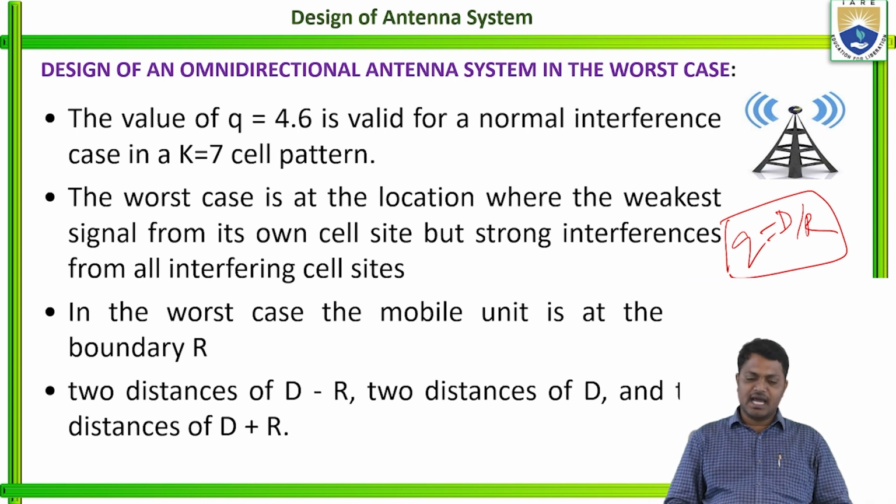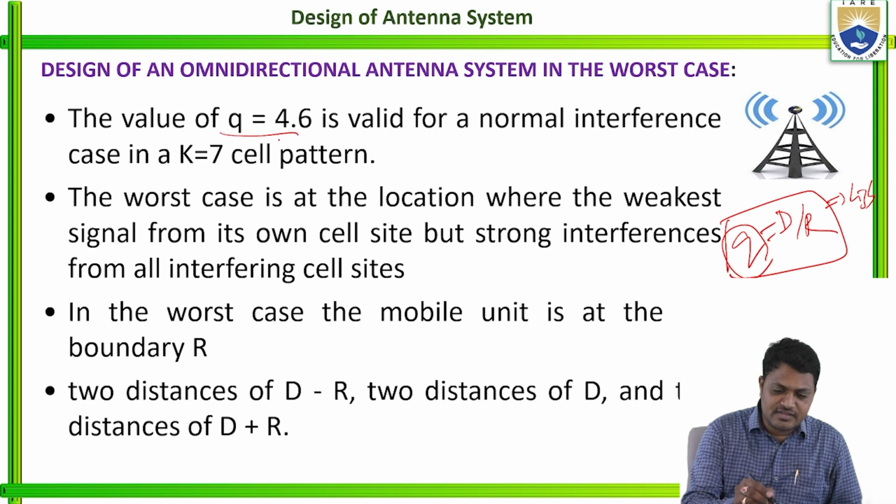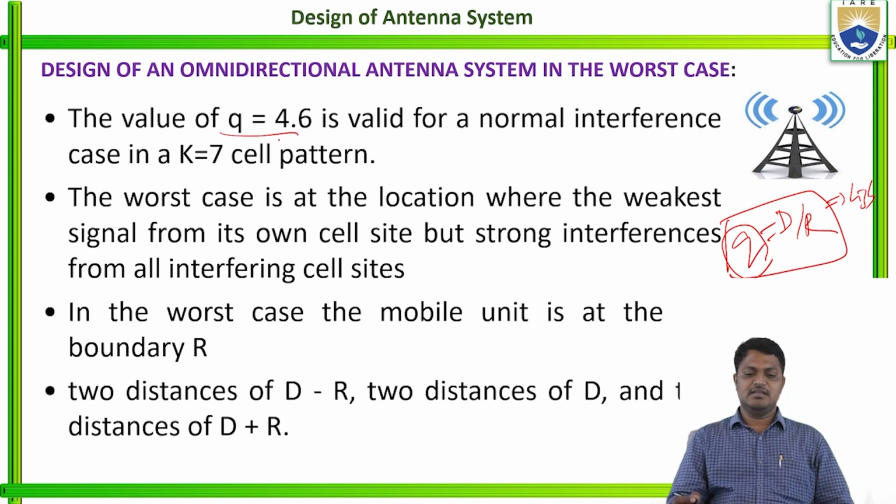Q is equal to D by R, and already we know that when the Q value is very high, the co-channel interference is very low. When the Q value is very low, high interference will occur in the co-channels. But in the worst case here, we take the value Q equal to 4.6 for the 7-cell cluster, that is K equal to 7 cell pattern.